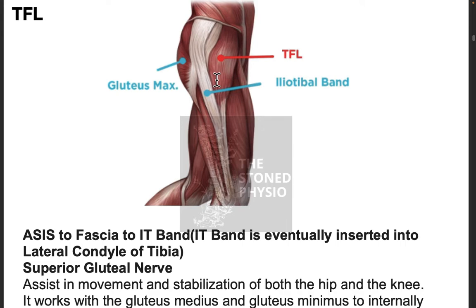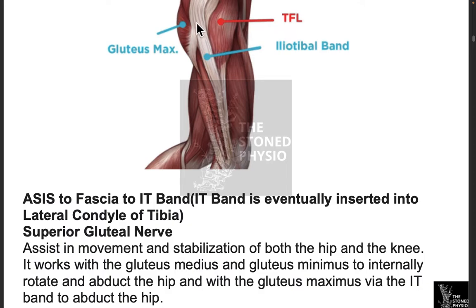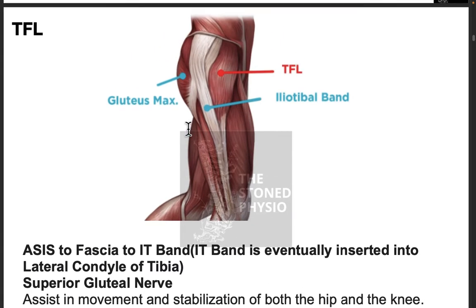So we can say that TFL has no specific action. It works with other muscles and assists them to provide different actions. It might assist the gluteus medius and the gluteus minimus. It might assist the other muscles as well, ठीक है. And it might work with gluteus maximus as well, as it is attached with the gluteus maximus. So we can see this muscle might assist in providing hip joint flexion.